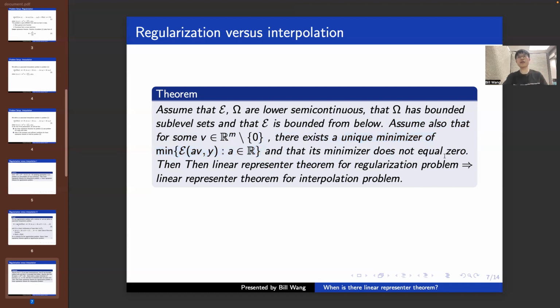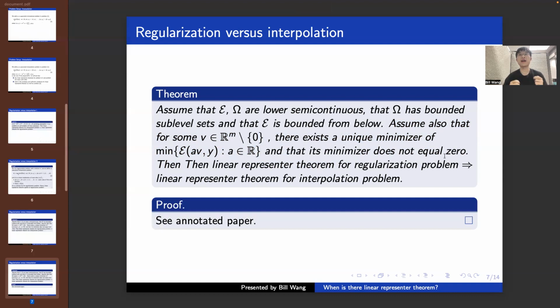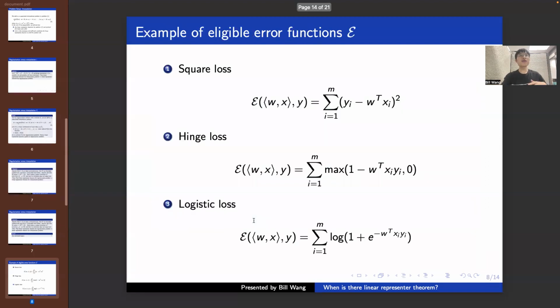For this part of the proof, I'm not very confident about my understanding of the proof, but I did detail my understanding on the paper. So I will upload the annotated paper. And if you are interested, you can read it and maybe discuss it. Okay, so now I move on to the next part of the paper.